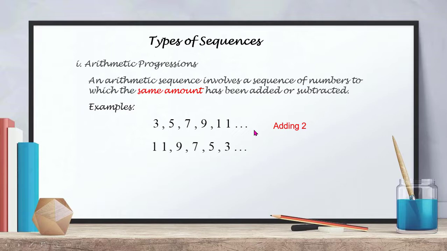Another example of an arithmetic progression is 11, 9, 7, 5, and 3. Notice what is happening here. To the first term, 11, we subtract 2 to give us 9, and to the second term, 9, we subtract 2 to give us 7, and to 7 we subtract 2 to give us 5, and to 5 we subtract 2 to give us 3, and so on and so forth.